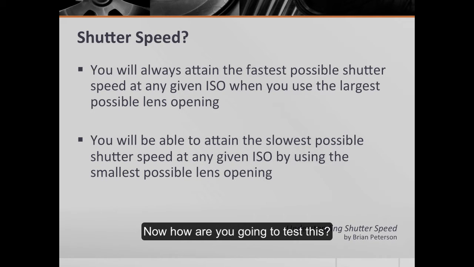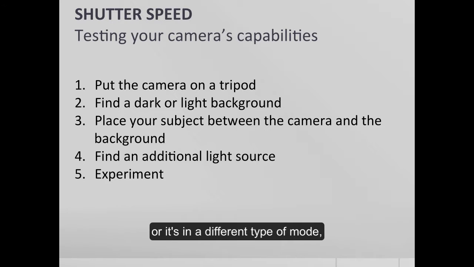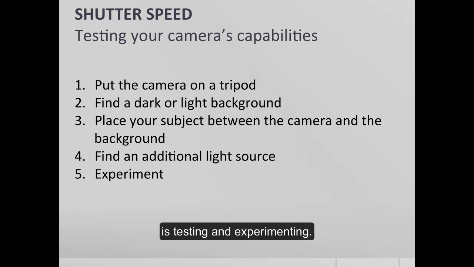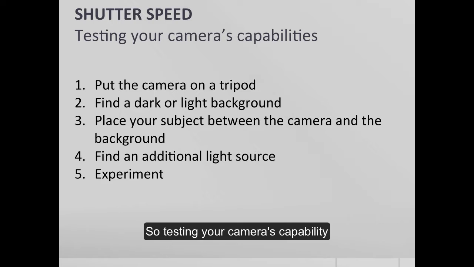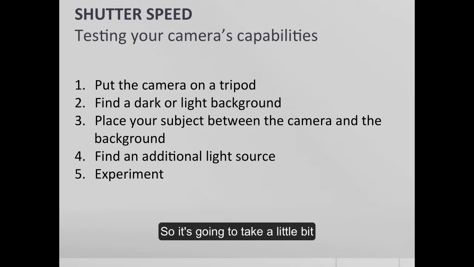Now, how are you going to test this? You're going to have an exercise this week that you will be playing around with shutter speed, whether it's called shutter speed on your camera or it's in a different type of mode. But we're going to test your camera's capabilities, and that's what this week is about, testing and experimenting. So composition is not your highest priority, even though you should think about it. You're going to be dealing with setting shutter speed and how you can control it. Testing your camera's capability is all about exploring high speed motion stopping. We're going to try to stop some motion. So it's going to take a little bit of creativity on your part along with your camera.